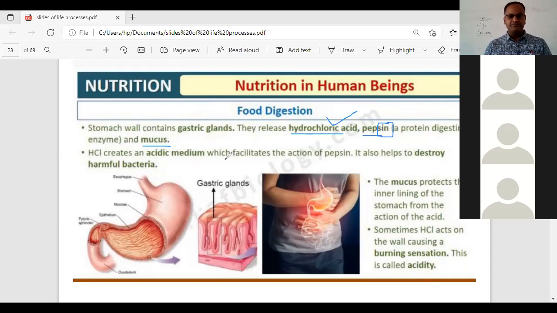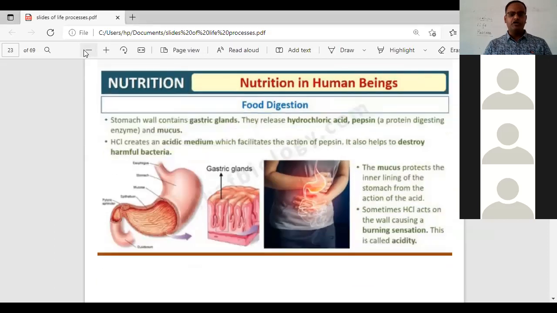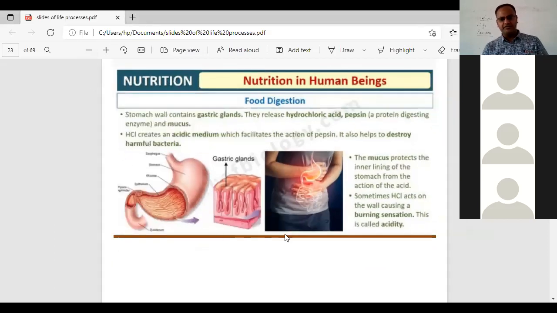And what is the function of this mucus? To our surprise, this HCl is an acid which provides an acidic medium for the enzyme pepsin, and also it destroys any harmful bacteria that entered into the food. But HCl being an acid, it can damage the stomach wall also. So who will protect the stomach wall? It is the mucus, which is a jelly-like fluid. It protects the inner lining of the stomach from the action of the HCl.